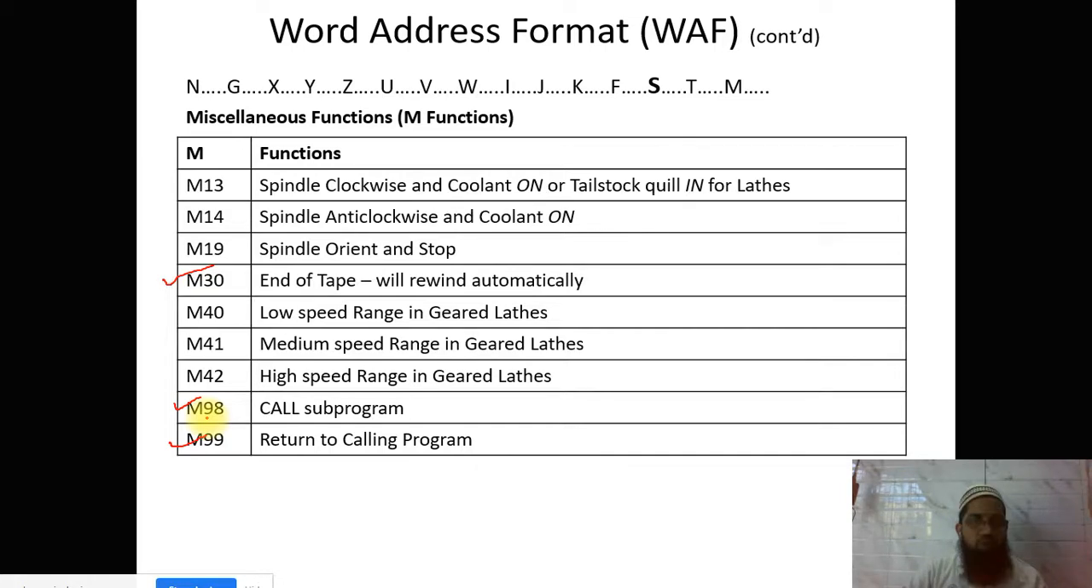Not all the codes are important, but you have to know all the codes. But a few codes like M30, M98 and M19 are a little more important with respect to your program. Okay, so this is a miscellaneous code. A few numbers are missing, but we have only studied the codes which are required to perform the different types of operations. Okay, so just write down these codes.